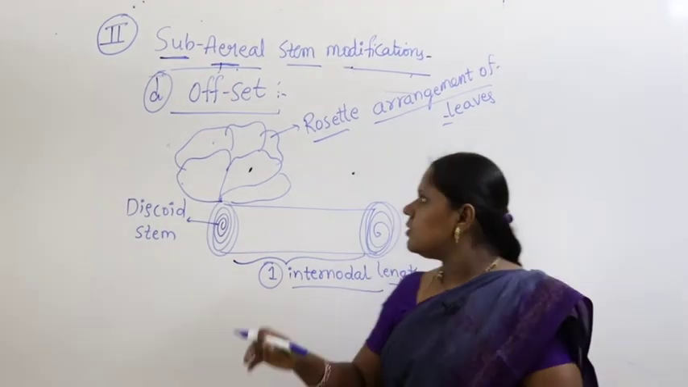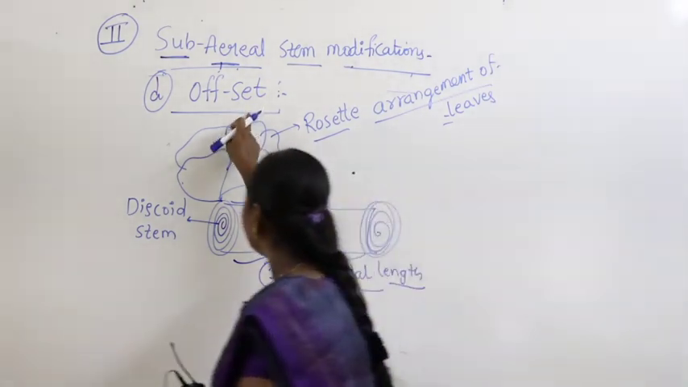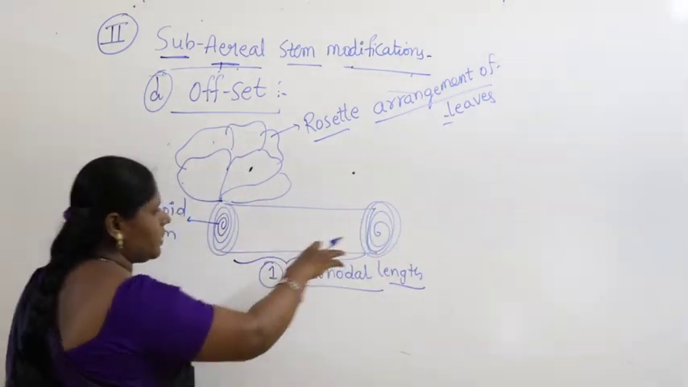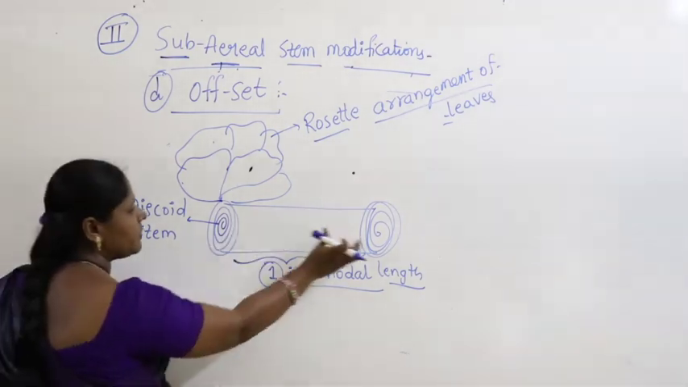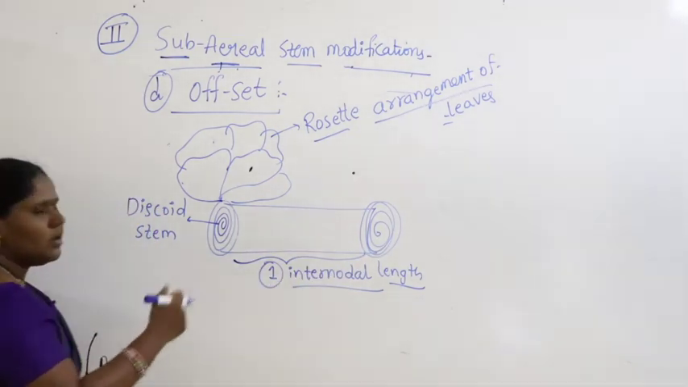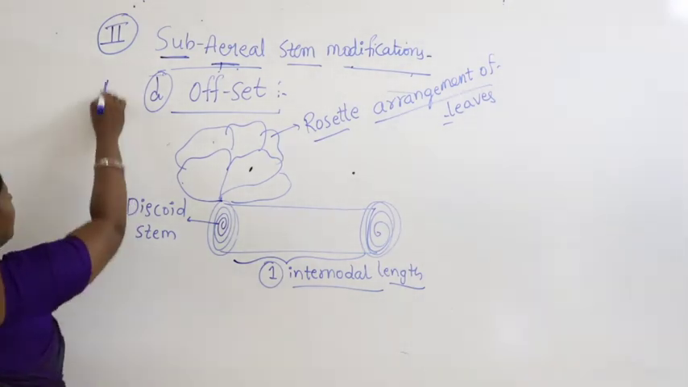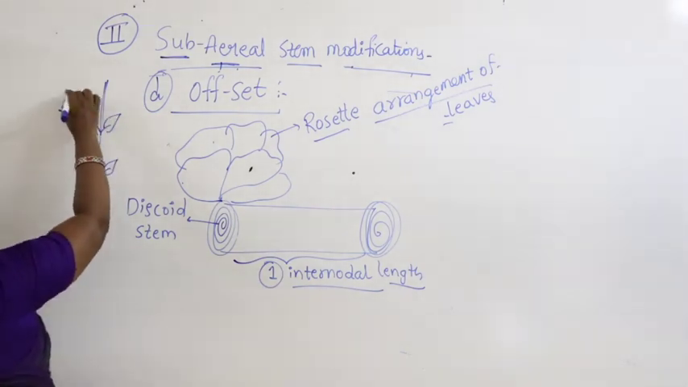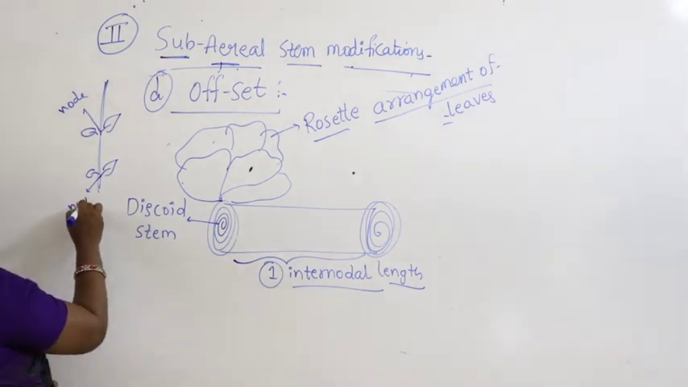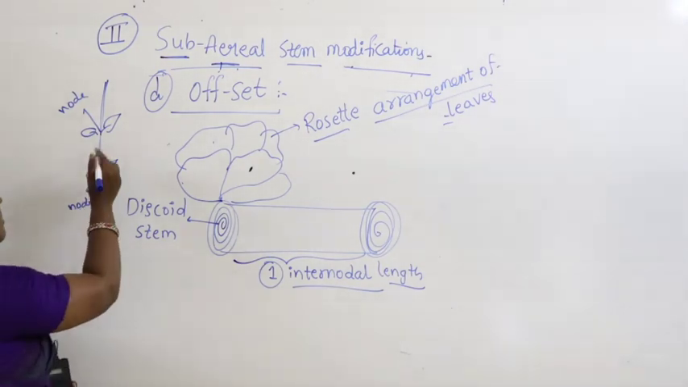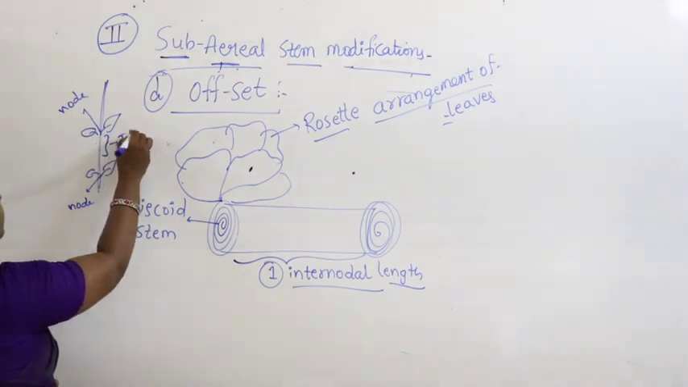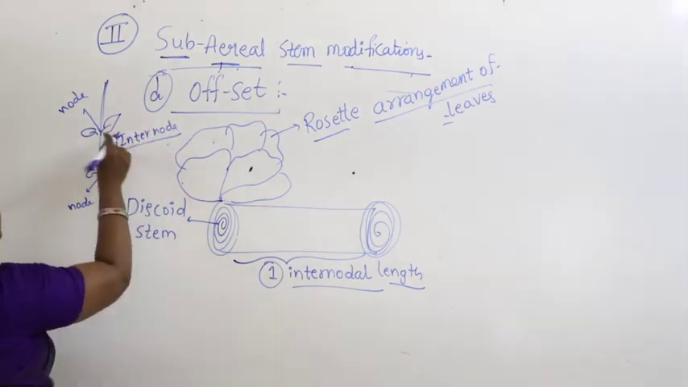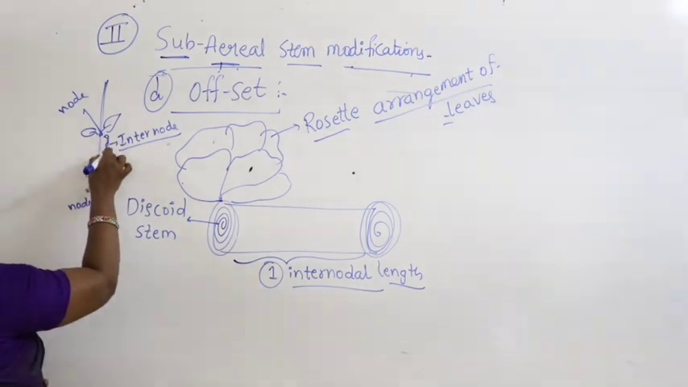What's the meaning of internode? So what are we discussing now? Offset. In offset what do you find? A discoid stem here, and this is also a discoid stem. Generally the discoid stem is present for every one internodal length. What's the meaning of one internodal length? Generally if you take a plant, this is a node from where a leaf arises, this is also a node from where a leaf arises, but the space in the middle is called the internode. The space between two nodes is called the internode.